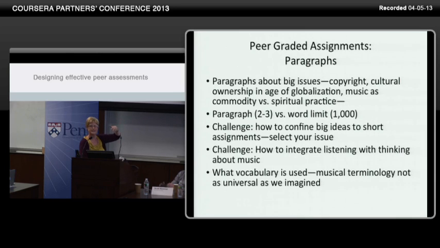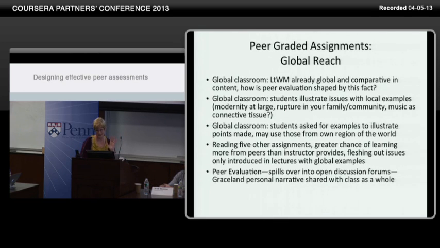The challenge for them, of course, is how do you confine big ideas into 2 or 3 paragraphs. They complained about that quite a bit. So we just said you have to select your issue. You can't write about everything. Another challenge was how to integrate your listening with the thinking about music. A lot of people could bring their own experience of listening to music into it, but that was really the challenge for a lot of people. And then I was surprised. They asked for a list of musical terminology. I put one up that I compiled for my students. Some people got so angry because the terminology was different from what they were used to in their country. So English is not English, in other words.